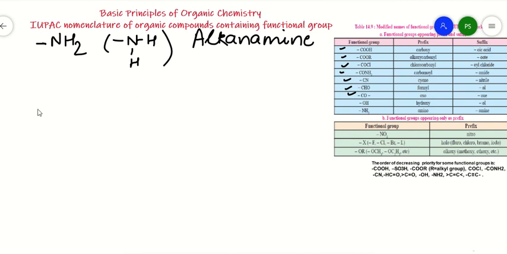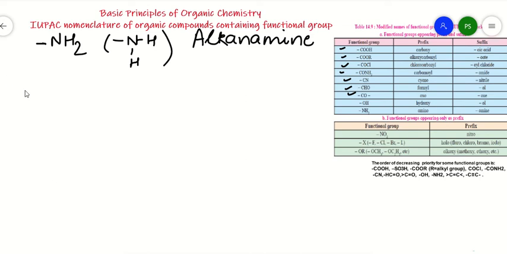So children, let's talk about another functional group, and that is amine. NH2 is the amino group. The structure of the amino group is like this, and the suffix used for the amino group is alkane amine or amine, and amino is the prefix.